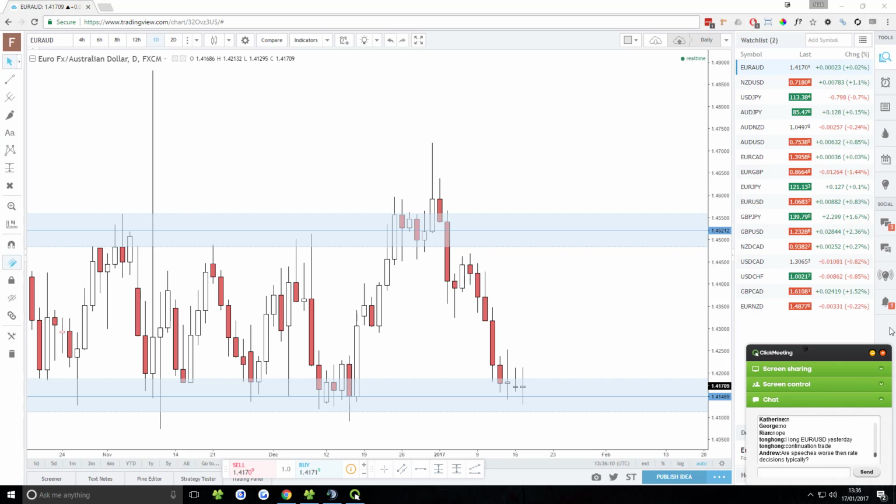Andrew, are speeches worse than rate decisions typically? No, they are not. Generally speaking, rate decisions are worse, but this specific speech had the potential to be worse than a rate decision. And it was, really. I mean, look what it did to the pound. This particular speech was about Brexit, which is pretty much the biggest or scariest economic news that we've seen in Europe since 2014. So being in any trade during that speech could have been very, very bad for you. It was.